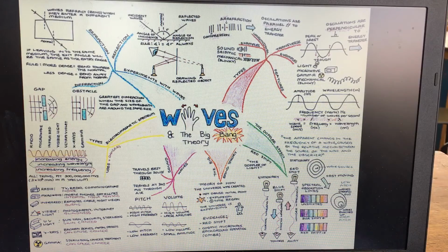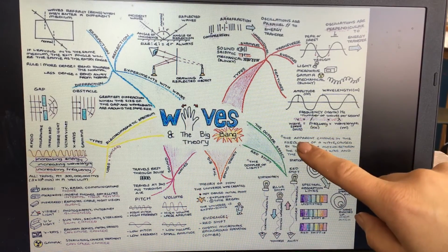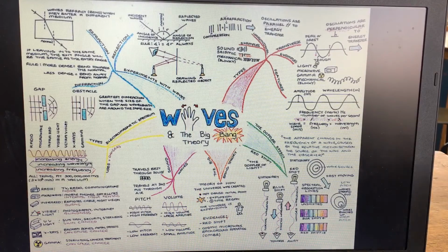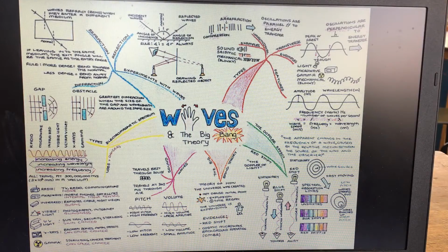Big Bang Theory, okay? I'm going to go through this one first and I think I'll come back to this one. So the Doppler Effect. So this is Sheldon Cooper's way of saying it. I do know it off by heart. It's the apparent change of the frequency in the wave caused by the relative motion between the source of the wave and the observer.